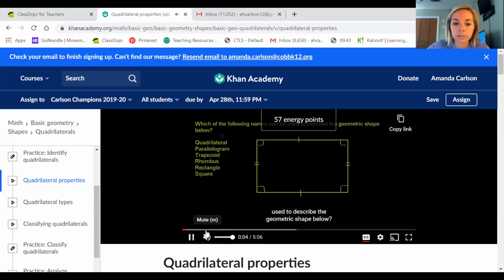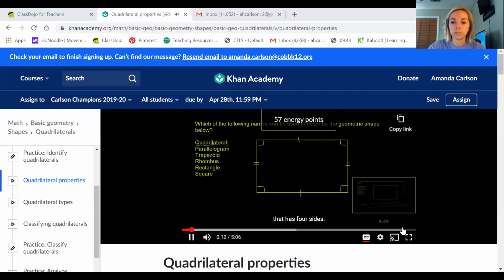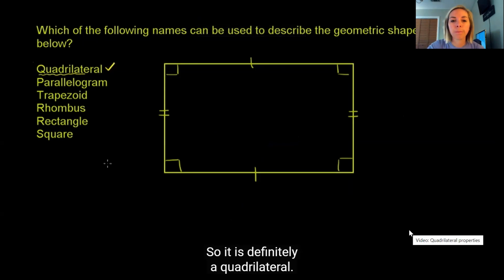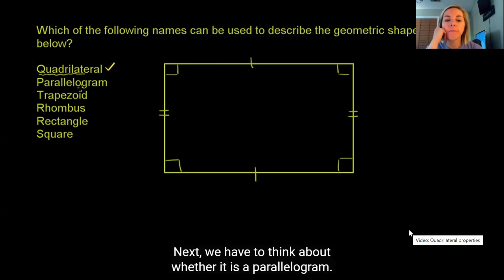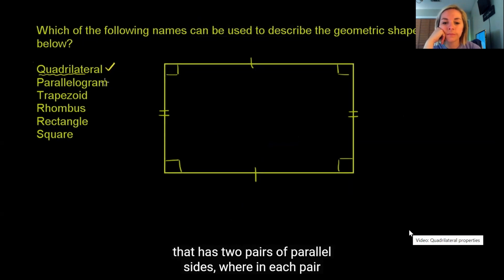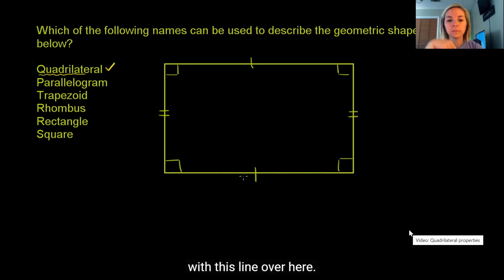The first name in question is a quadrilateral, and a quadrilateral is literally any closed shape that has 4 sides, and this is definitely a closed shape that has 4 sides, so it is definitely a quadrilateral. Next, we have to think about whether it is a parallelogram. A parallelogram is a quadrilateral that has 2 pairs of parallel sides, where in each pair they're opposite sides. And in this case, if you look at this side over here, it forms a 90-degree angle with this line, and this side over here also forms a 90-degree angle with this line over here.